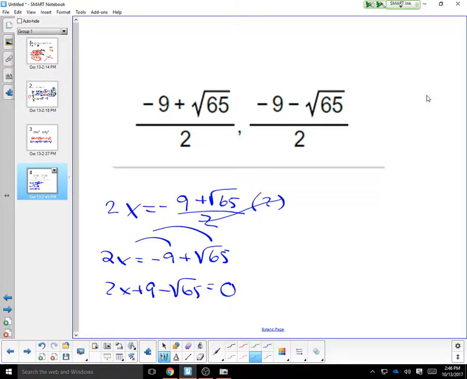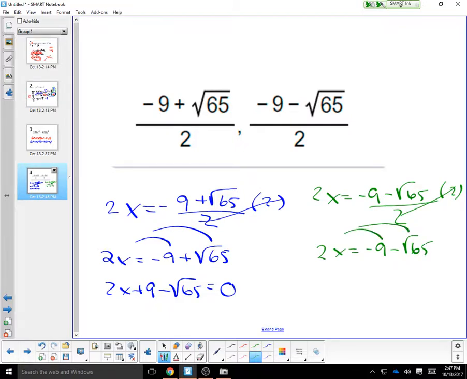So I've got x is equal to -9 minus the square root of 65 over 2. So times 2, the 2 is gone. 2x is equal to -9 minus the square root of 65, right? And then I got to move these two over that way. So that means that 2x plus 9 plus the square root of 65 is equal to 0.